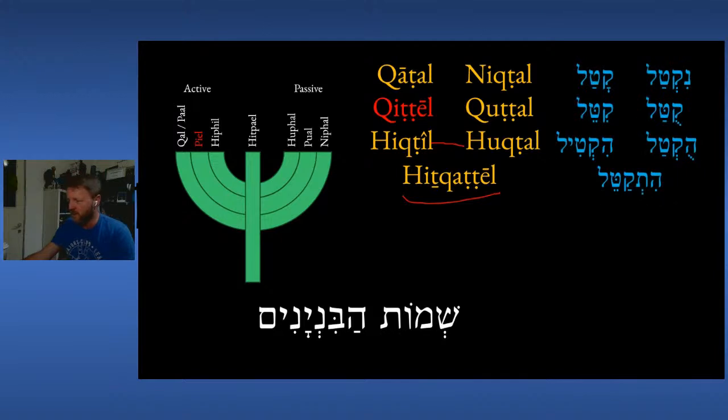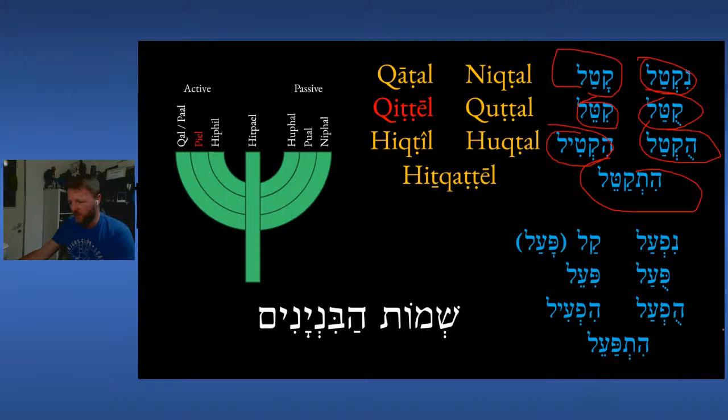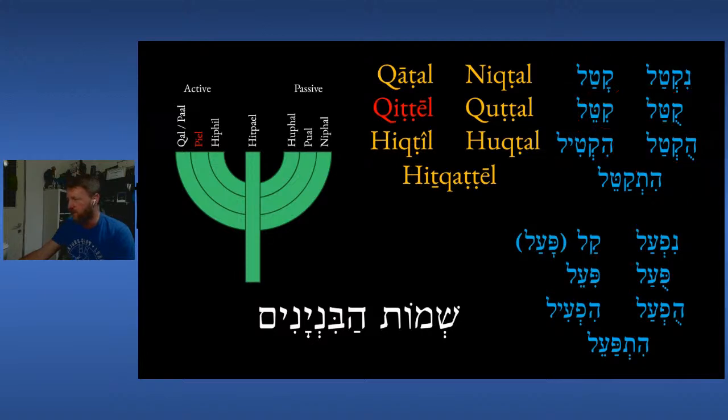These are spelled out in Hebrew letters, the same words. Katal, kitel, hiktil with their passives, niktal, kutal, huktal, and then hitkatel in the middle. And then this is the spelling of the same things in Hebrew with the Pa'al root. So Kal or Pa'al has its passive as Nif'al, Piel has its passive as Pu'al, Hifil has its passive as Hufal, and Hitpael is by itself. So these are just different ways to look at the nomenclature, the naming of the binyanim.